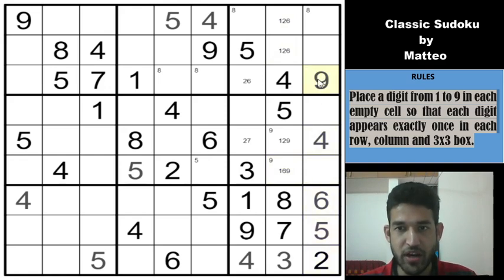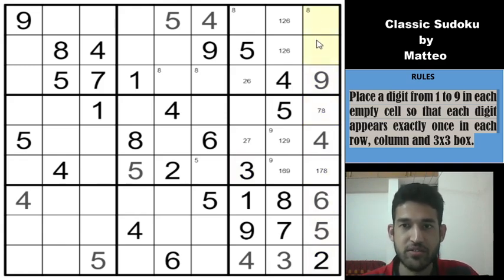2, 5, 6, 4 and 9. So remaining are 1, 3, 7, 8. I have a 3 here. So this must be 1, 7, 8. This can't be 1 or 3. So this is 7, 8. And both of these cells can be 1, 3, 7, 8.